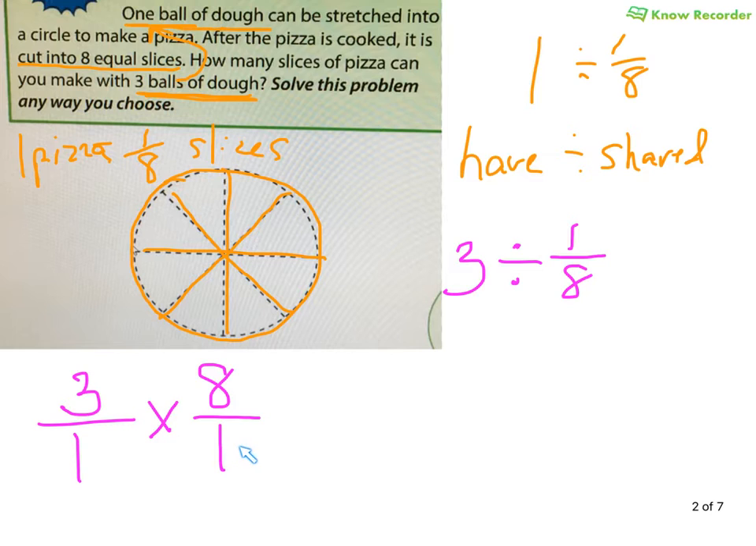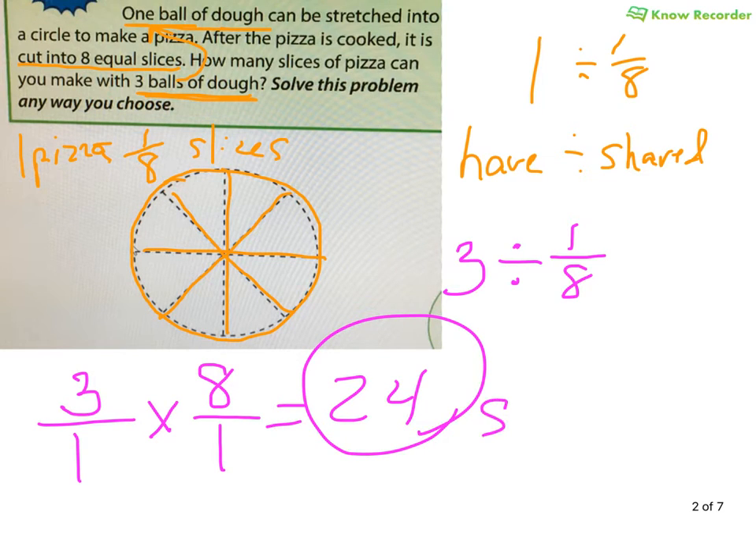Here, this says that in one whole, like the pie, there are 8 pieces. And since I have 8 pieces in one whole, I can then multiply it by the 3 wholes of dough that I have. So, do the math. 24 over 1, which is 24 slices, not 24 pizzas. You have to make sure that you know the right words.